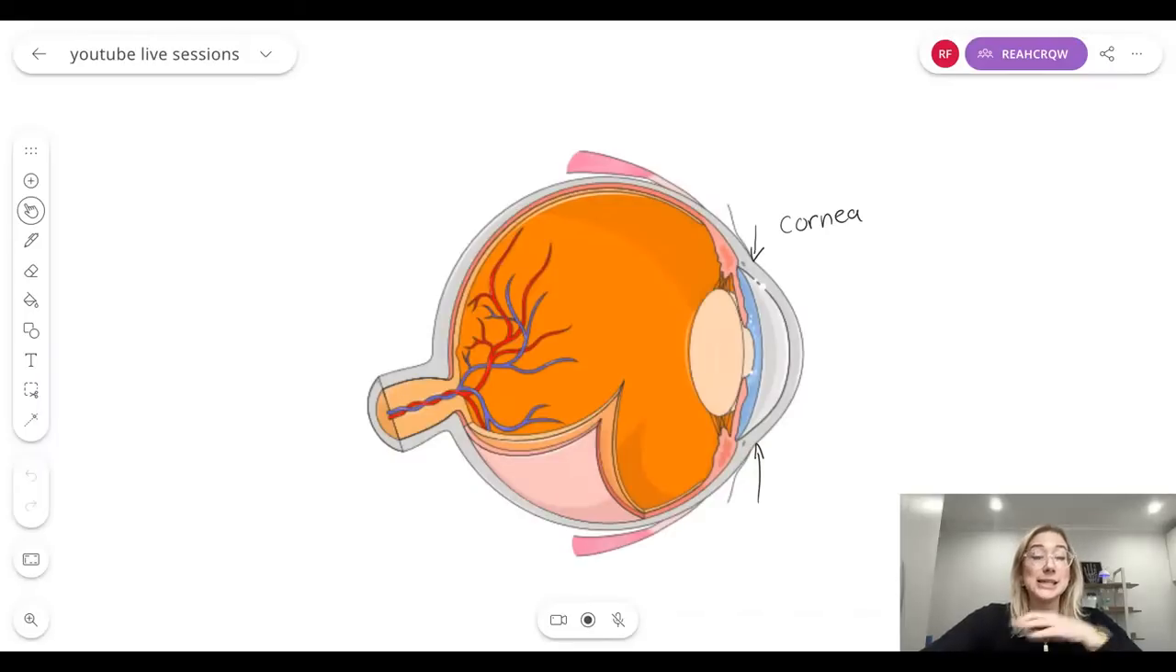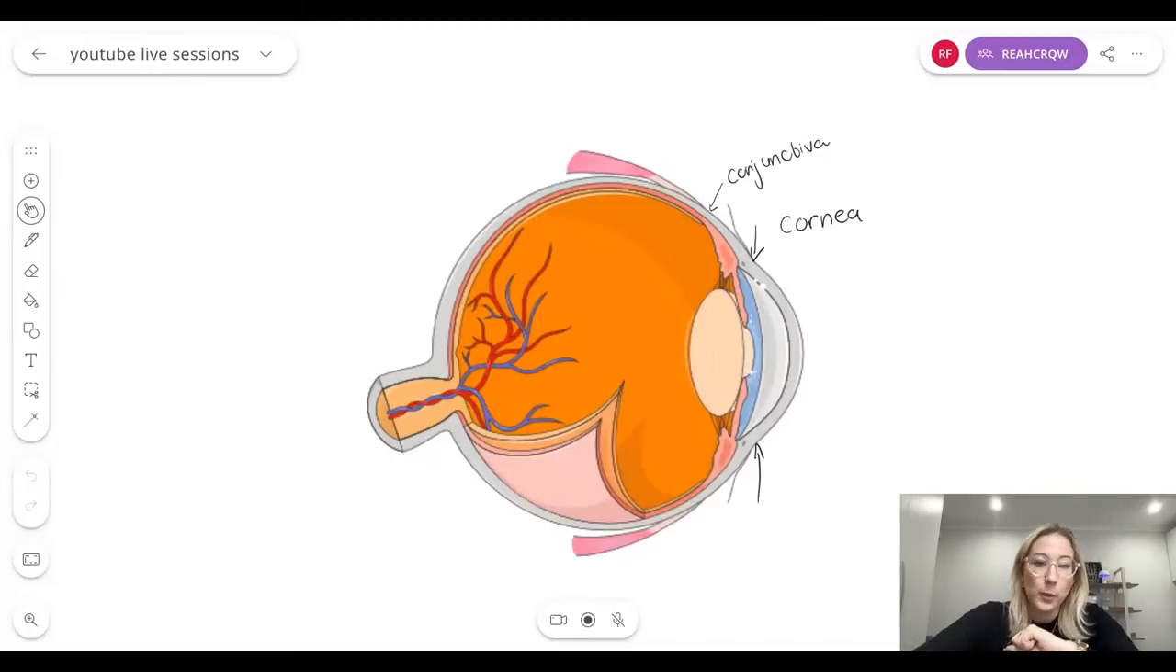The cornea is this bulgy bit in the front of your eye. That is not the conjunctiva. Okay? The conjunctiva is everything behind that. So it's still the thin black line, but it is behind the bulge. Okay? So let's not make that mistake.